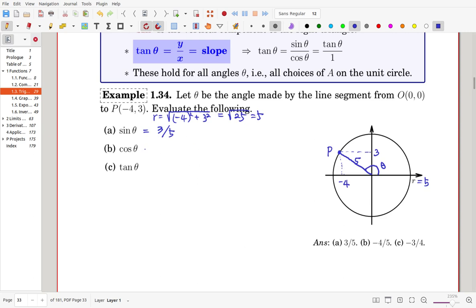And cosine is the horizontal component. So horizontally the point is at minus 4, and the ratio of minus 4 with respect to r, the radius, is cosine theta. Now tangent theta is the slope, so y over x. Y is 3 and x is minus 4, so you can rewrite it as minus 3 over 4.